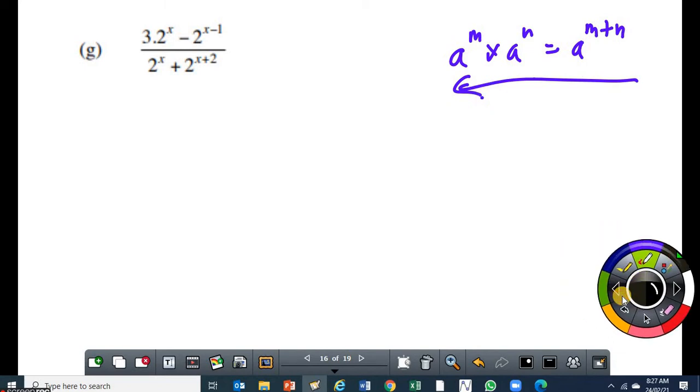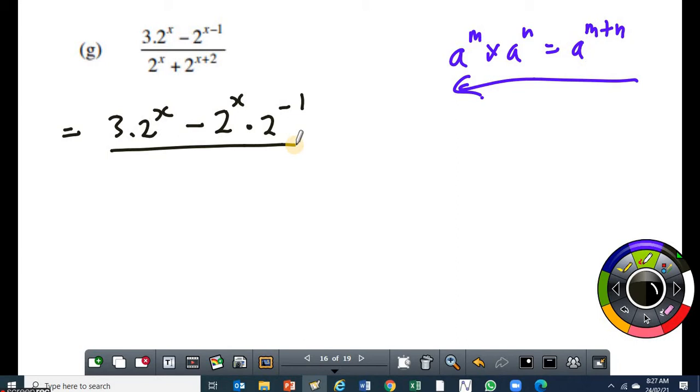So, the numerator, I need to create a common factor in the numerator. In the denominator, I also need to create a common factor. So the first step would be to say 3 times 2 to the power of x, because the first term in the numerator is already simplified. Minus, by using law 1, moving from right to left, I'll get 2 to the power of x times 2 to the power of minus 1. All over.